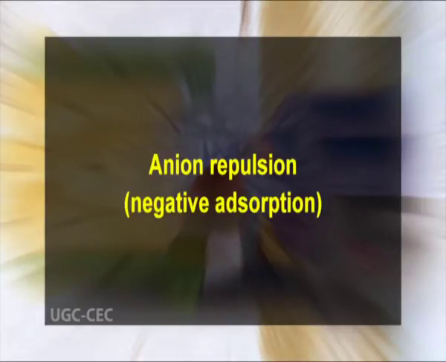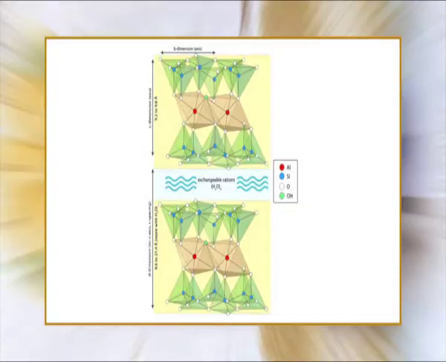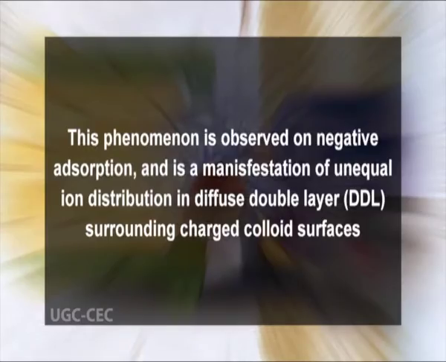Second, anion repulsion, that's negative adsorption. If a dilute neutral solution of KCl is added to dry montmorillonite, the equilibrium chlorine concentration in the bulk solution will be greater than the chlorine concentration in the solution originally added to the clay. This phenomenon is termed negative adsorption and is a manifestation of unequal ion distribution in the diffuse double layer surrounding charged colloid surfaces.